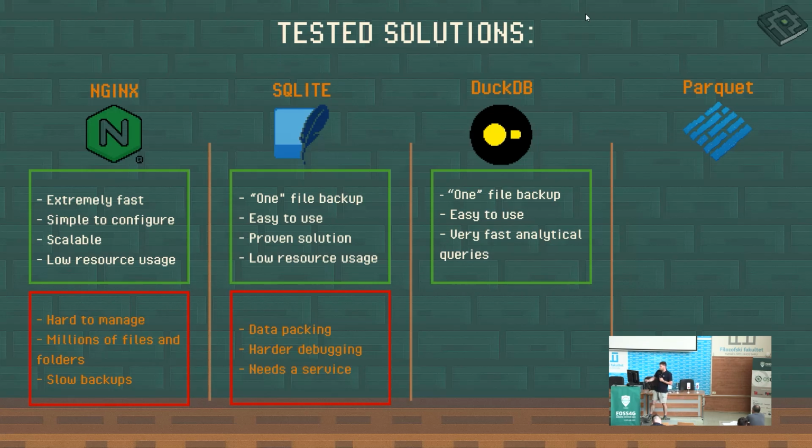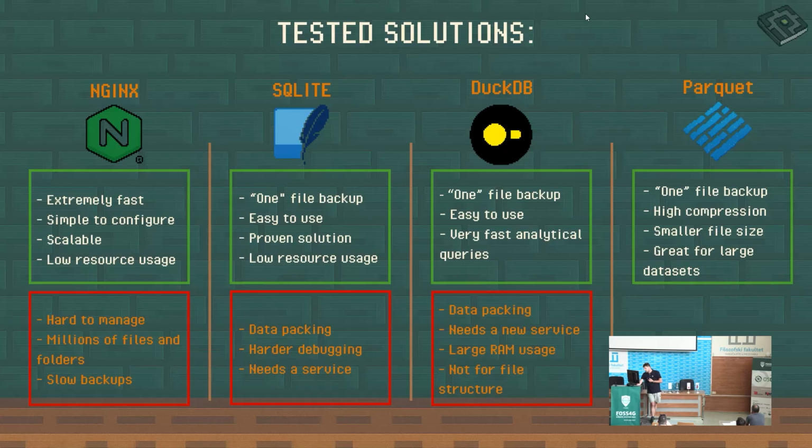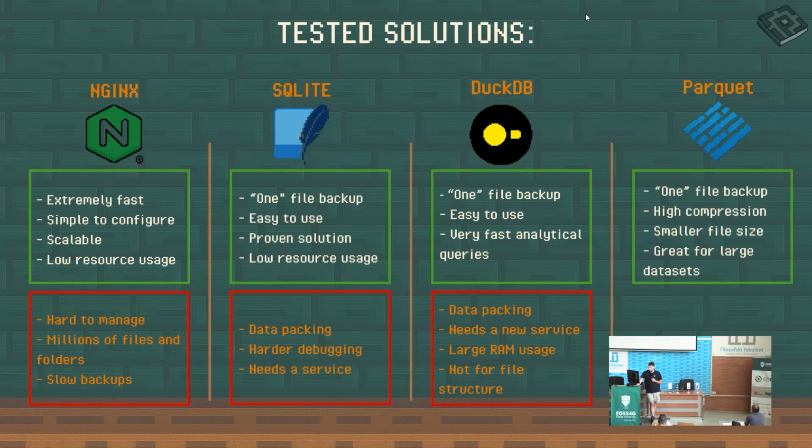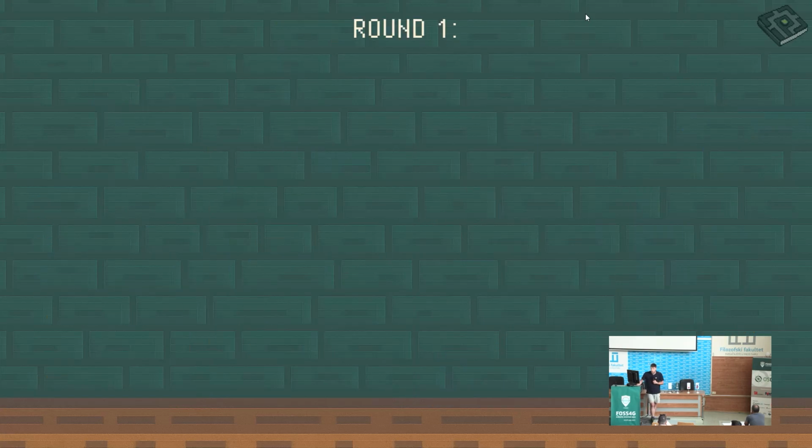DuckDB uses one file backup, also easy to use, and it has very fast analytical queries, but also we need to package the data, we need a new service, it uses a lot of RAM, and it's not made for file structure. Parquet, similarly, is a one file backup, but it has large compression and is great for large data sets. And the cons would be the same as DuckDB. So we have to package the data. It needs a new service to serve the data. It takes a lot of RAM, and it's not made for file storage.